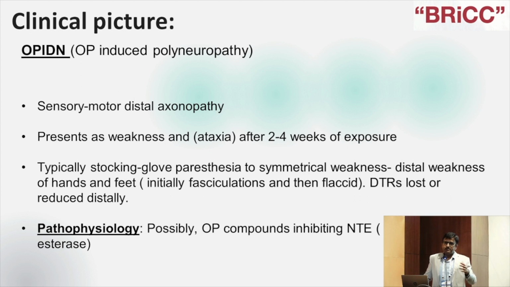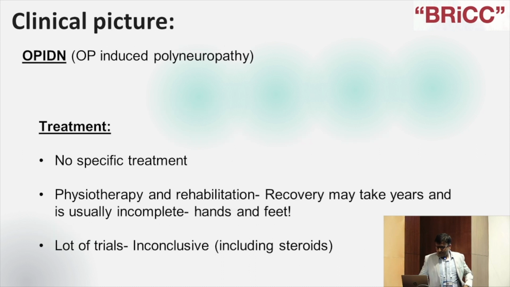The other thing to know about this is again supportive care, recognizing the problem, physiotherapy, rehabilitation, but not everybody recovers fully in this. That's the problem with OP-induced polyneuropathy. A lot of things have been tried, including steroids. Nothing is as good as the standard of care, which is just to support and physiotherapy rehab. So nothing is recommended to be used for these things. Yeah, this is the slide. Okay, I didn't change it.